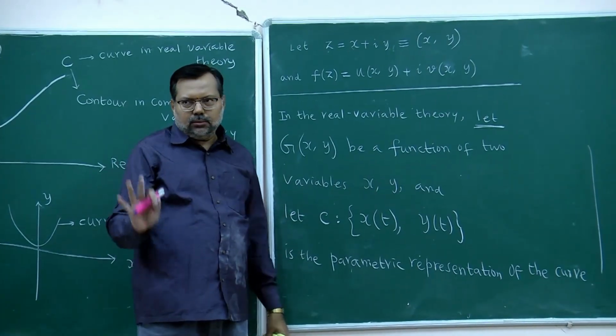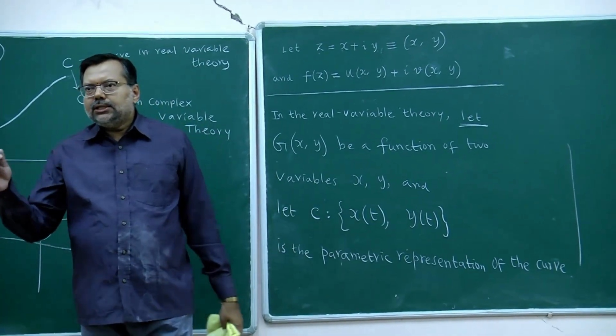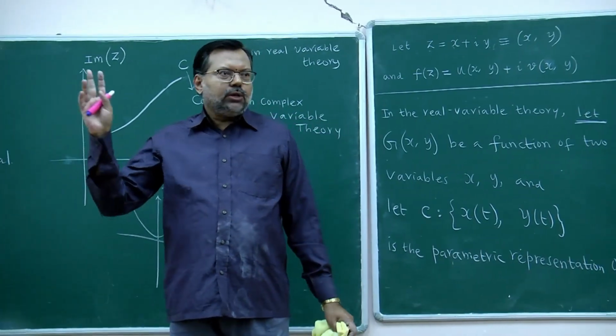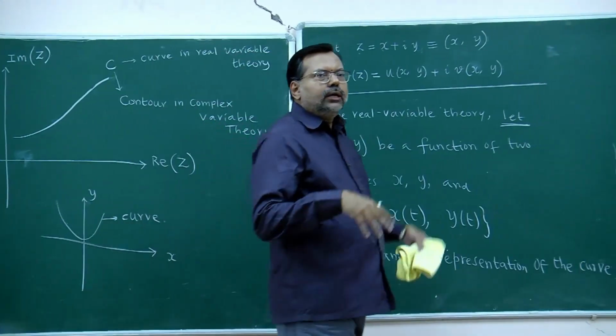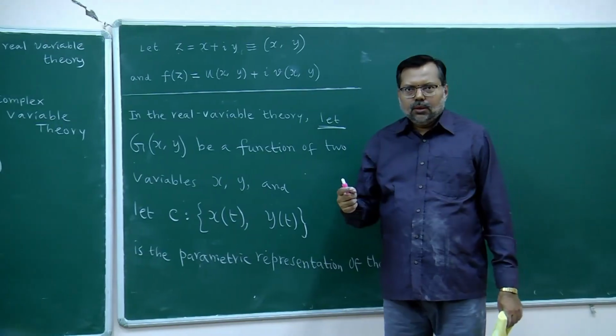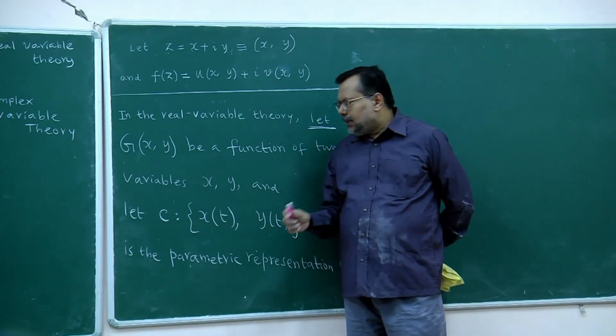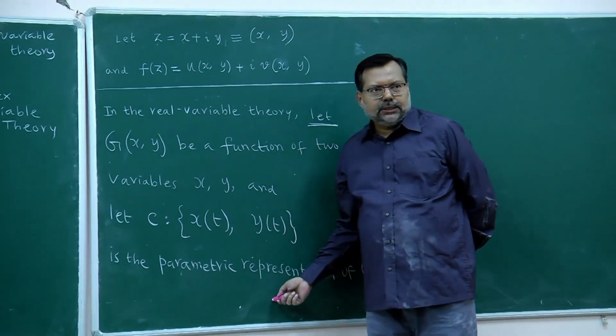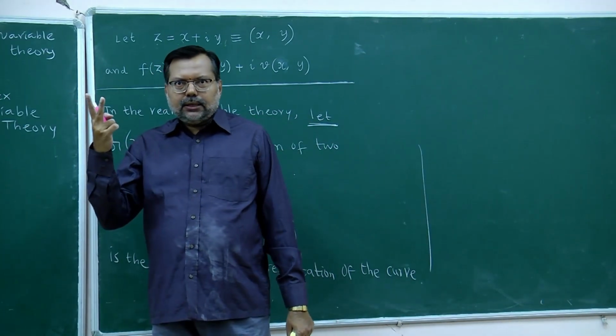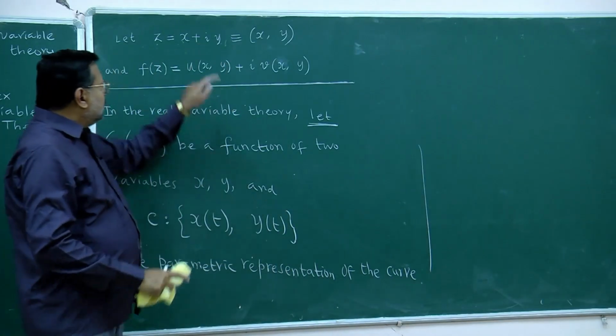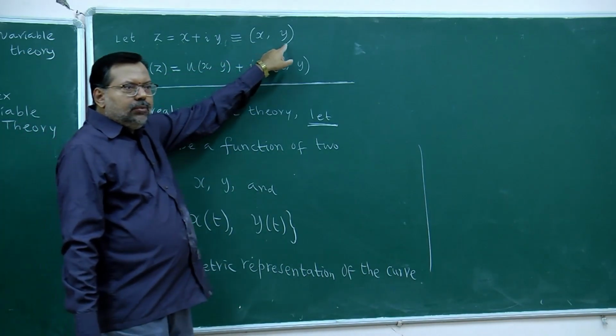C is a curve, that's all. Any curve, straight line is okay, circle is okay, parabola is okay, ellipse is okay. You draw anything, everything is a curve. A curve can be described by different ways. One way of describing is called the parametric representation. There are 2 variables. Where are the 2 variables? X is one variable, y is another variable.